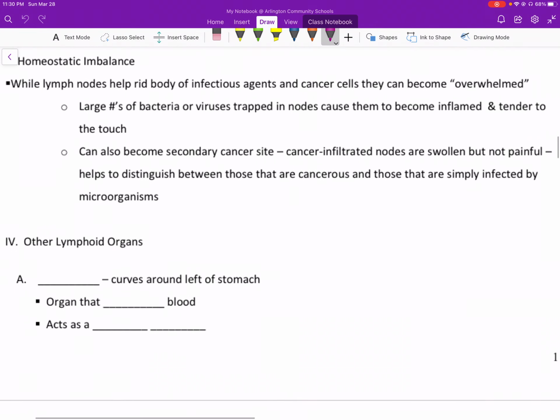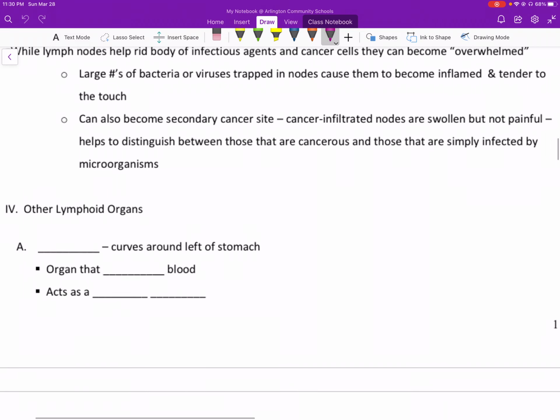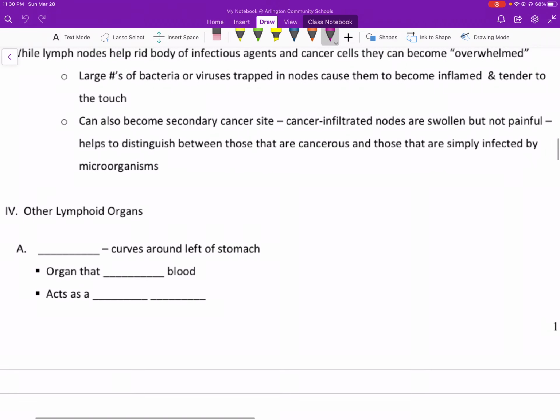So while lymph nodes help get rid of infectious agents and cancer cells, they can become overwhelmed. A large number of bacteria and viruses trapped in the lymph nodes causes them to become inflamed and tender to touch. But this also allows white blood cells to come in and fight off these infections. Nodes can also become a secondary cancer site. Cancer-infiltrated nodes are swollen but not painful. This helps to distinguish between those that are cancerous and those simply infected by microorganisms, aka viruses and bacteria.